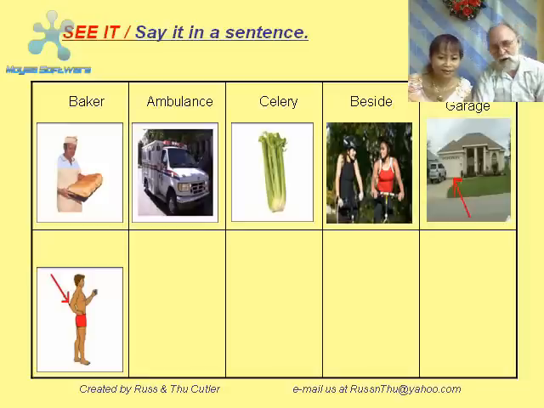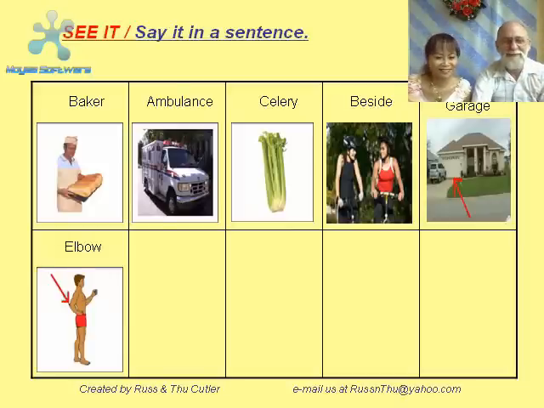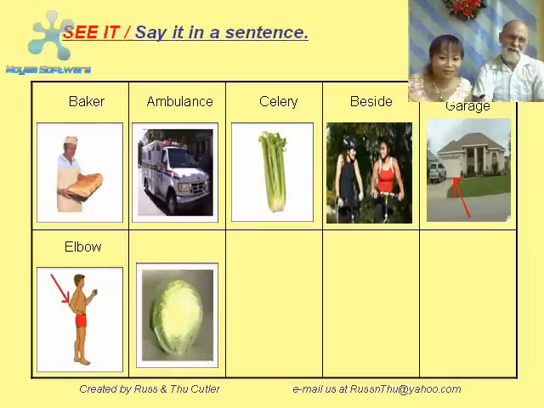This is showing a part of your body, a part of your arm. The elbow. Almost. Another vegetable. It's kind of round. You take the leaves off one at a time. Well, I used to cook that kind of vegetable for you. We call it cabbage.